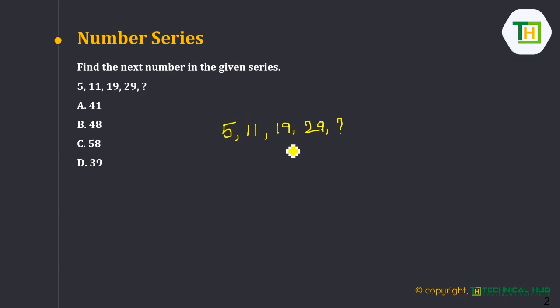First take the difference. Between 5 and 11, difference is 6. 11 and 19, difference is 8. And 19 and 29, difference is 10. What would be the next difference? If you observe, the differences are an even number series starting with 6. 6, 8, 10, next it should be 12. So if the difference is 12, the next number in the given series is 29 plus 12 equals 41. Given the options, option A is the correct answer.